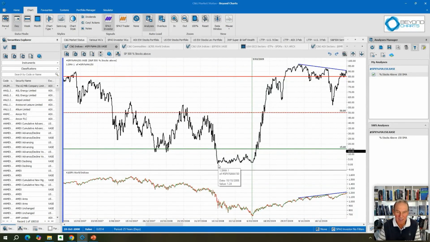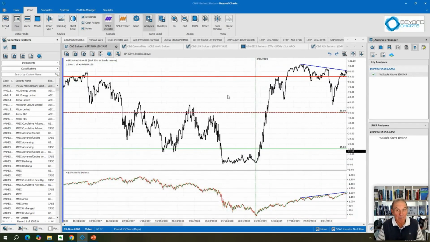So it got way down here in, when is that? That was October 2008. And then it took another 4.5 months, and it stayed all the way down here for some time until we had the bottom in March 2009. That's a secular bear market.